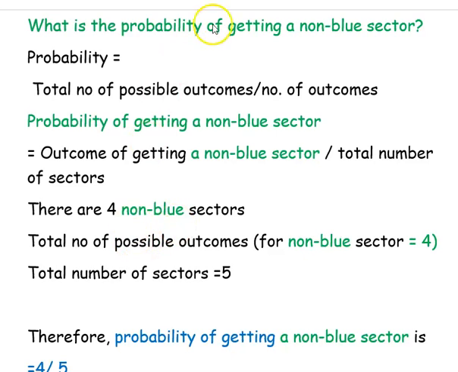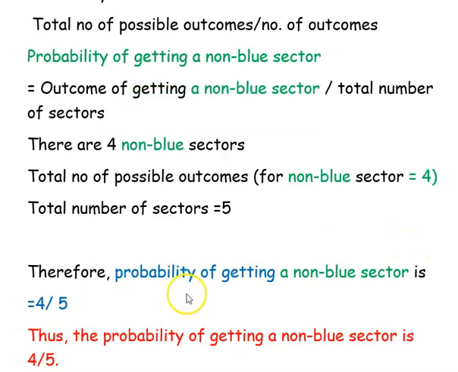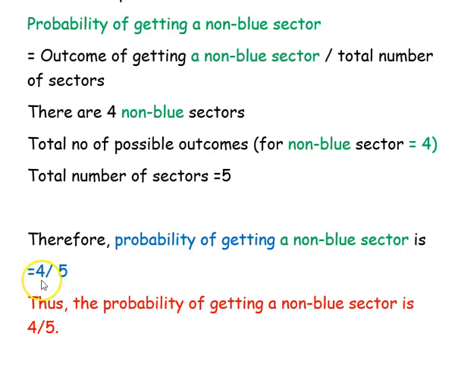Next, what is the probability of getting a non-blue sector? So now we want to calculate how many non-blue sectors there are. If you look at that, the non-blue sectors are 4 sectors. Okay, 3 green sectors and 1 red sector. So it's 4 non-blue sectors and the total sectors is 5. So if you substitute in the formula, you will get 4 divided by 5. So thus the probability of getting a non-blue sector is 4 divided by 5.